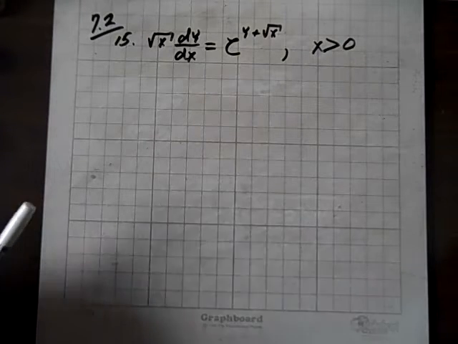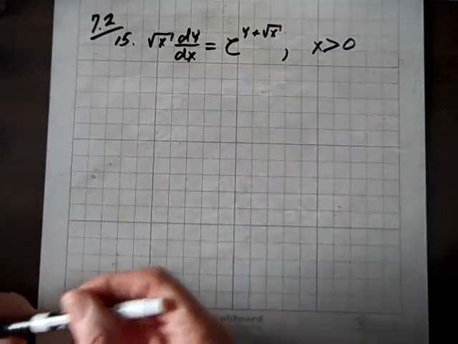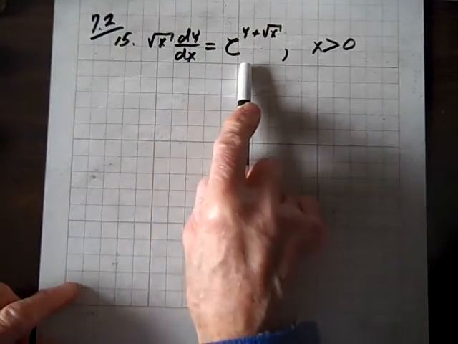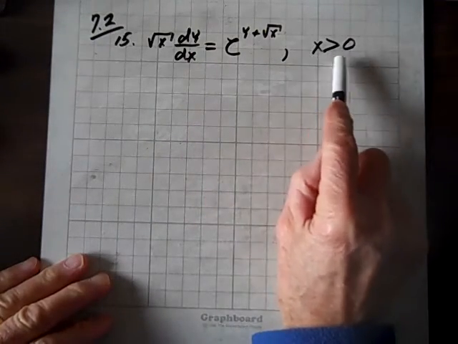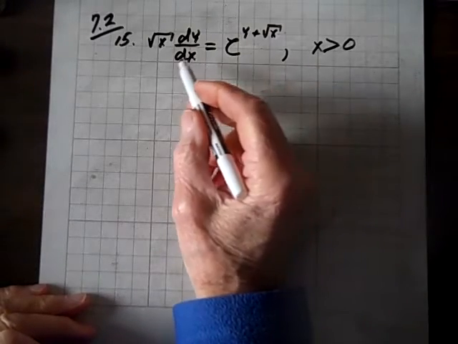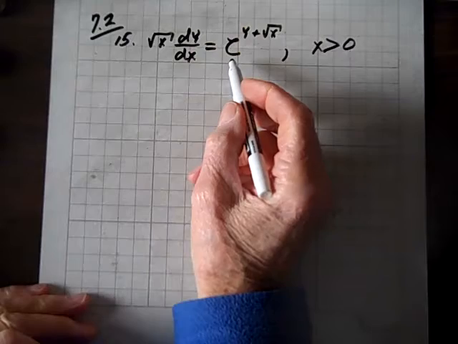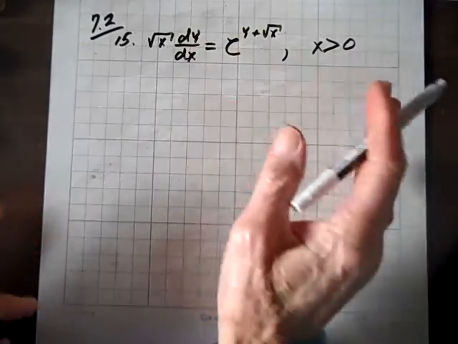Okay, now we're on section 7.2. We're doing question 15. And here's our differential equation, and the domain for x is greater than 0. So now let's start by, we need to get all the x's on one side, everything else on the other.